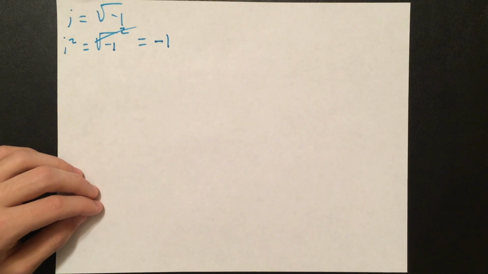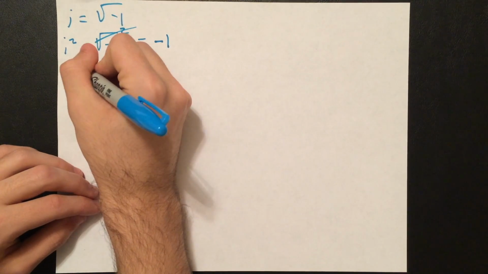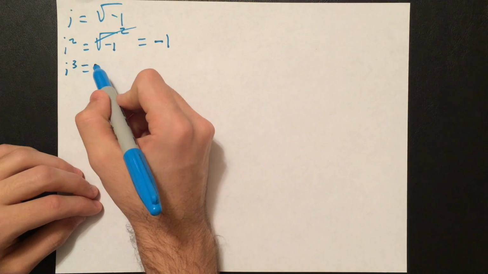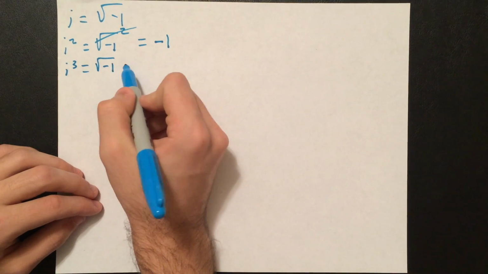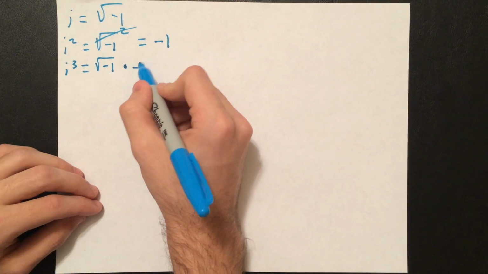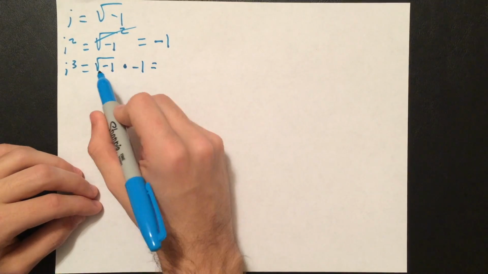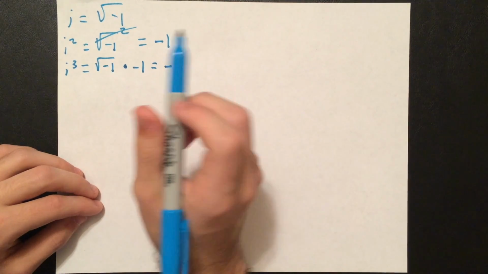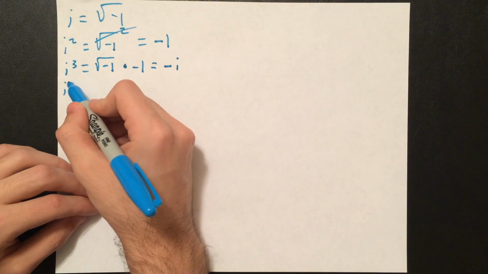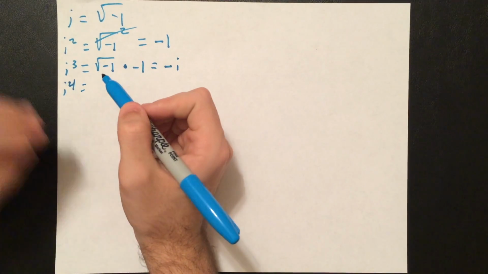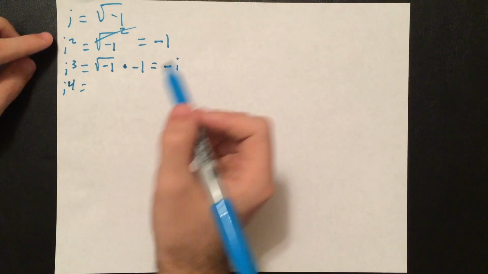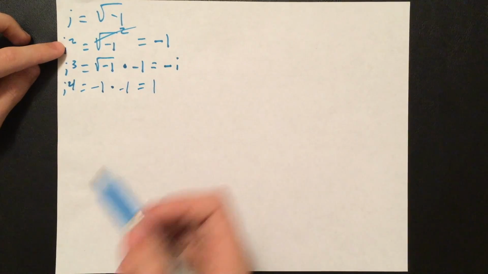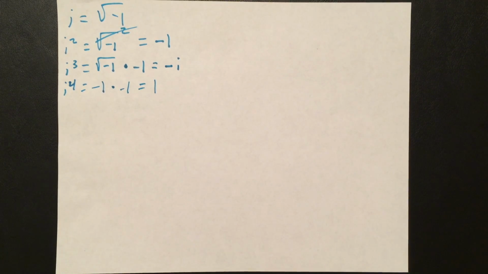So now that we have i and i squared, we can figure out i cubed. So i cubed is going to equal i times i squared. So square root of -1 times i squared, which is -1. So i cubed equals i times -1, so negative i. Alright, so i to the 4th power is going to equal i squared times i squared. So -1 times -1, which is 1. So here's where it gets cool.